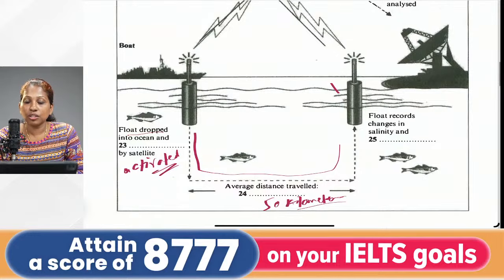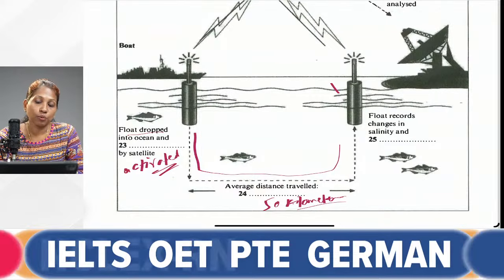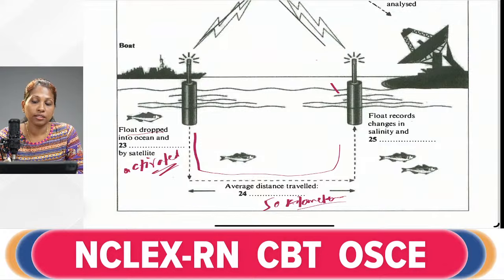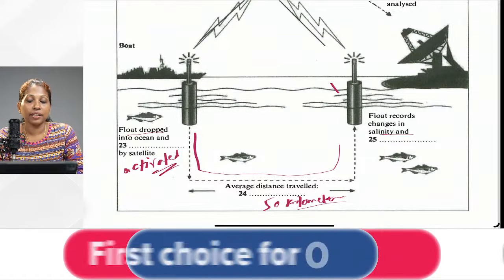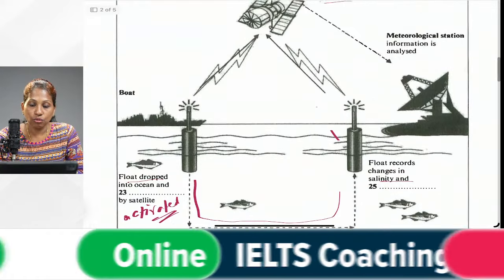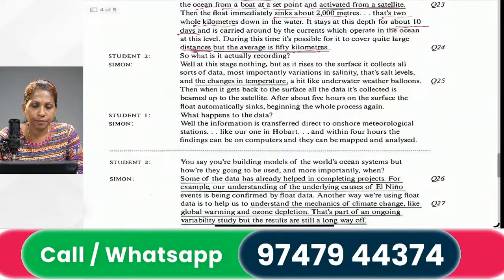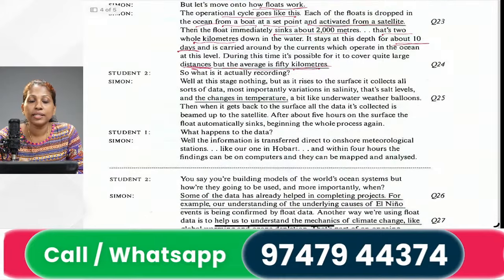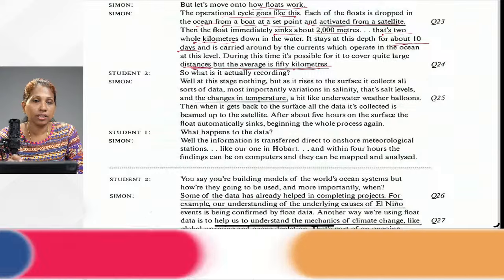Float records changes in salinity and dash. So now what does the float actually do? The float records the changes in salinity and something else which we are looking for. What does it record? So let's go to the audio transcript. Okay, so what is it actually recording? And we are looking, the keyword is record. So what are we looking for? What is it actually recording? Well, at this stage, nothing.